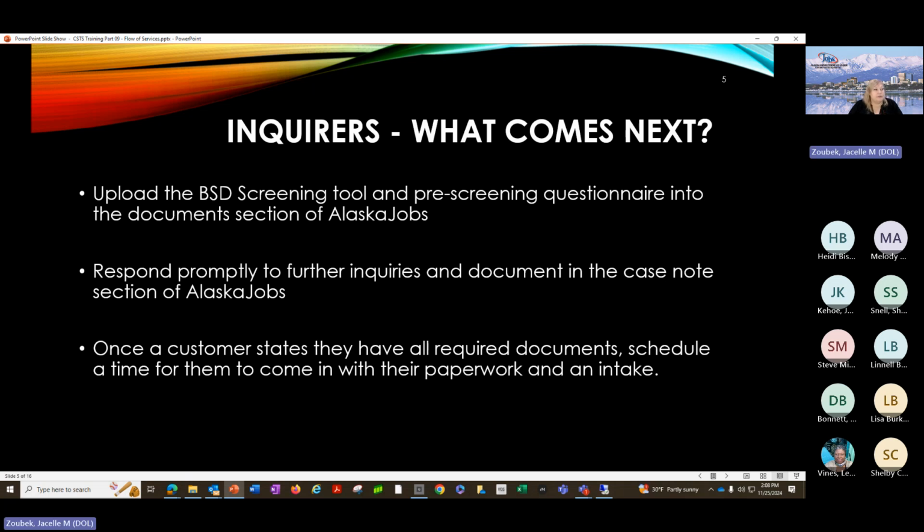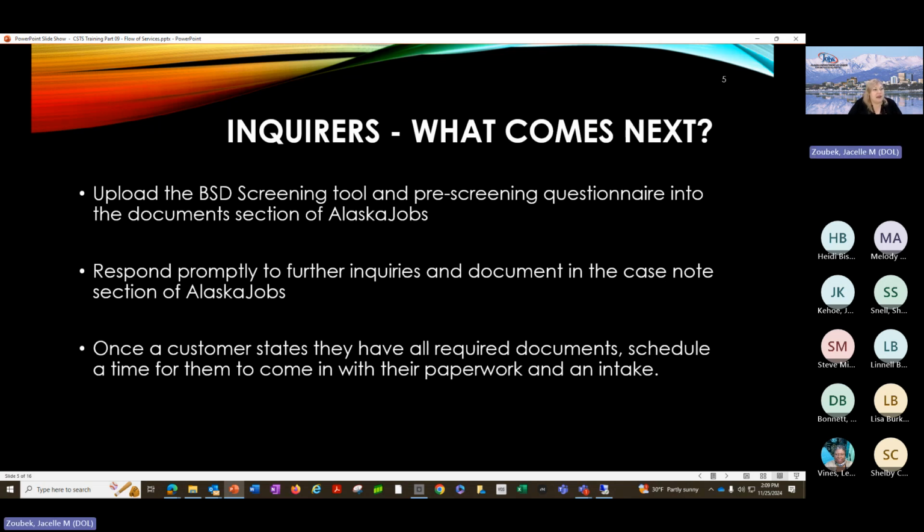Respond promptly to further inquiries and document in the case notes section of Alaska Jobs. This is important because sometimes when we make that initial contact, even if it's been a couple of contacts, we're responding when someone reaches out. So they know that they do have someone in their corner, that there is someone that wants to talk to them and help them move forward along their plan. As well as because it is federal grant money, our job is to respond.